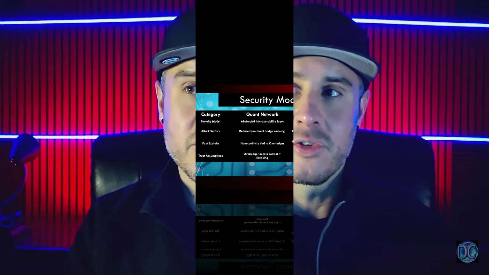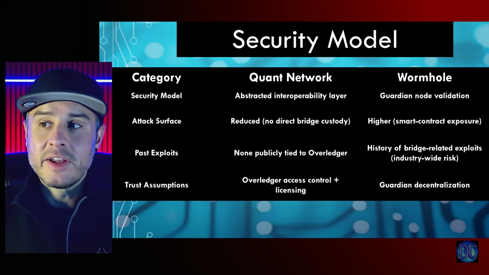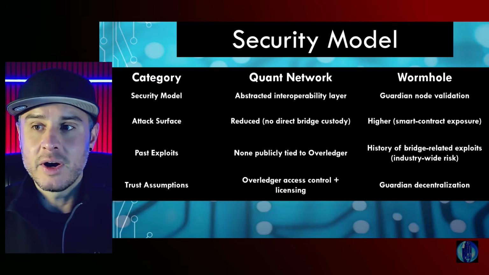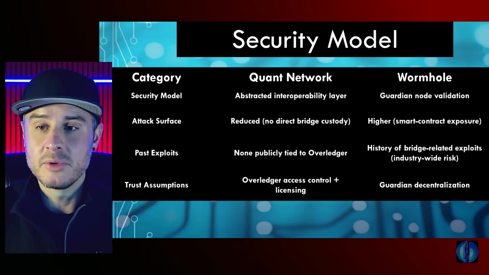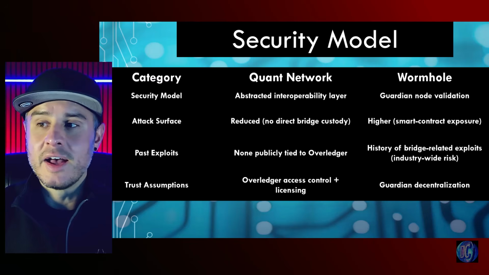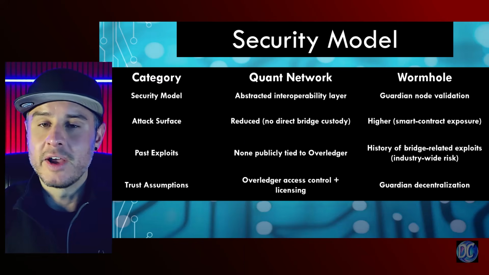And let's keep on rolling, and let's check out the security models, and now we can get a better understanding of who they're targeting, what their functionality is. Now let's see how they operate through different security models. So take a look at your screen with me. The security model for Quant is an abstracted interoperability layer. For Wormhole it is guardian node validation. Attack surface for Quant is reduced, no direct bridge custody, whereas Wormhole has higher smart contract exposure. Past exploit, Quant has none tied to Overledger, whereas Wormhole has a history of bridge-related exploits, industry-wide risks.